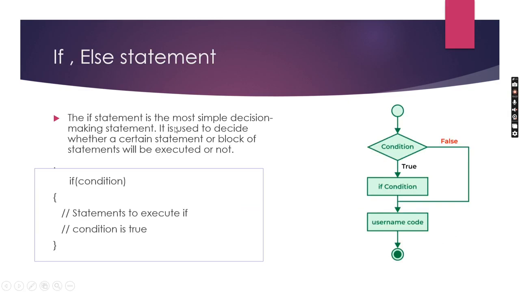Now there is the if-else statement which is used in a C program. The if statement is the most simple decision-making statement. It is used to decide whether a certain statement or block of statements will be executed or not. Here is the if condition. First of all, there is if, then we apply the condition, and if the condition is true, then the statement is executed, and if the condition is false, then the statement will not be executed. We also use the else condition. If the condition in the if is not true, then we use the else condition.